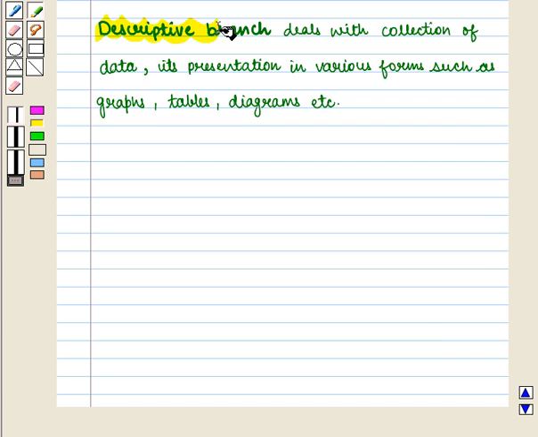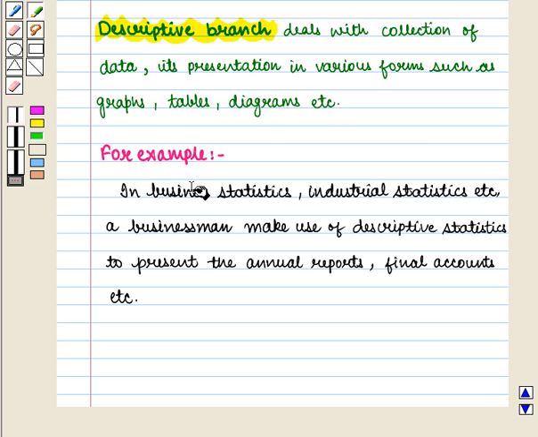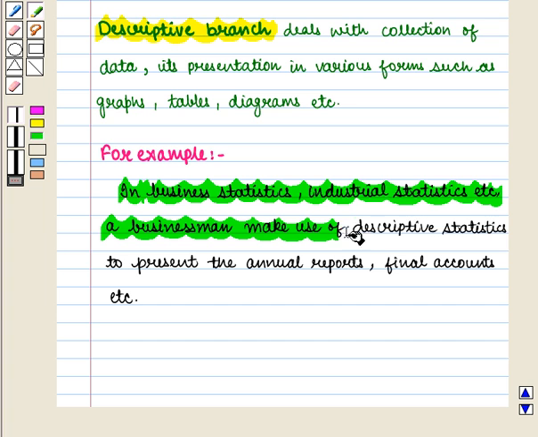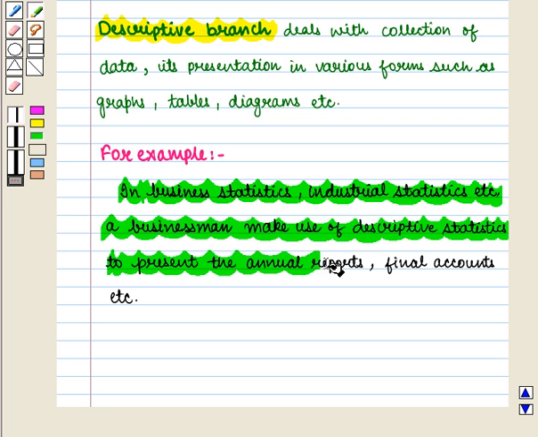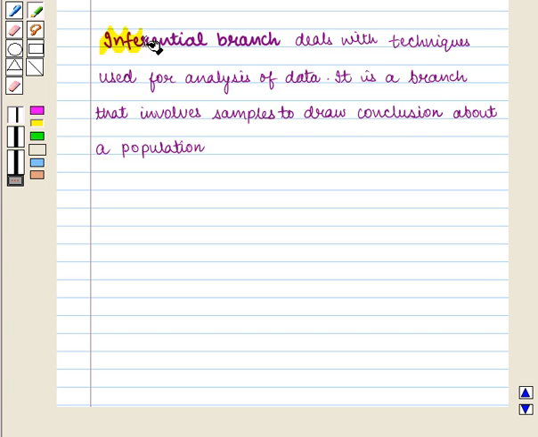Now, the descriptive branch deals with collection of data, its presentation in various forms such as graphs, tables, diagrams, etc. For example, in business statistics, industrial statistics, etc., a businessman makes use of descriptive statistics to present the annual reports, final accounts, etc.